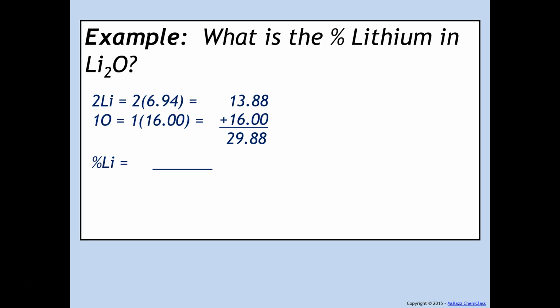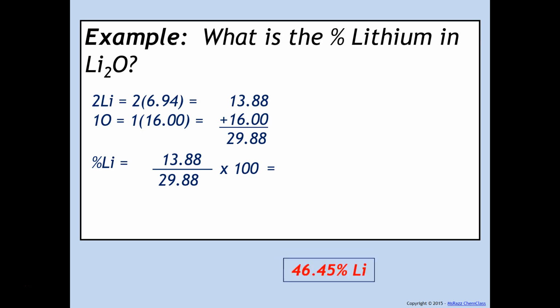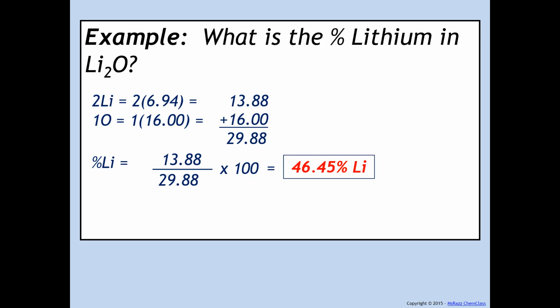To get the percent of lithium, what I then have to do is take the total mass of lithium that I have in the compound, which is 13.88, and divide it by the 29.88, which is the entire mass of the compound, and then multiply by 100. When I do this, I'm going to round my answer to the least number of significant figures. So you can see the numbers of 13.88 and 29.88 both have 4 sig figs, so my answer is going to have 4.